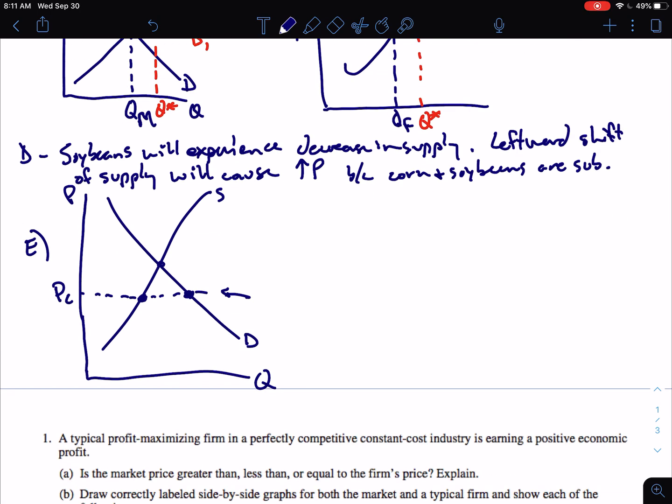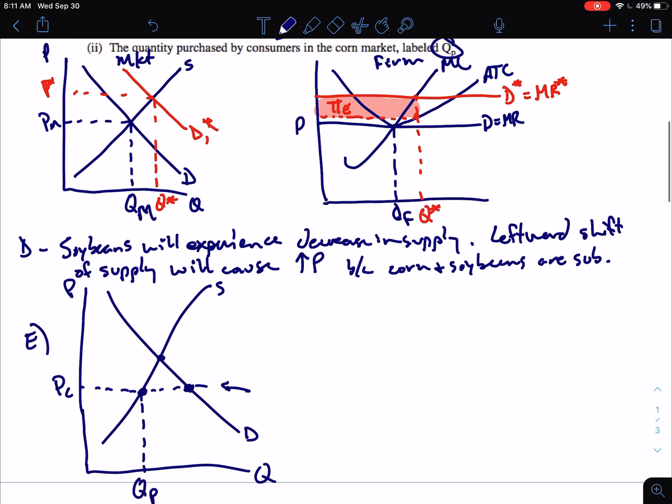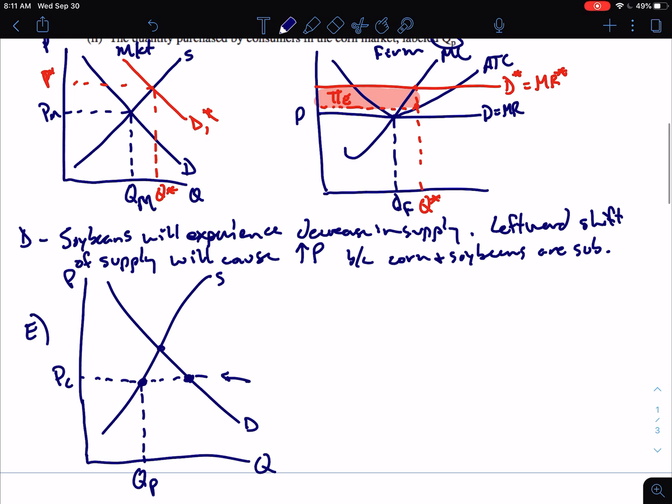Now, consumers will want to purchase everything that is available. But of course, suppliers are only going to make this amount right here. So QP is going to be determined by the quantity of supply. And there you have it. That is your first long, purely competitive FRQ. Thanks, guys.